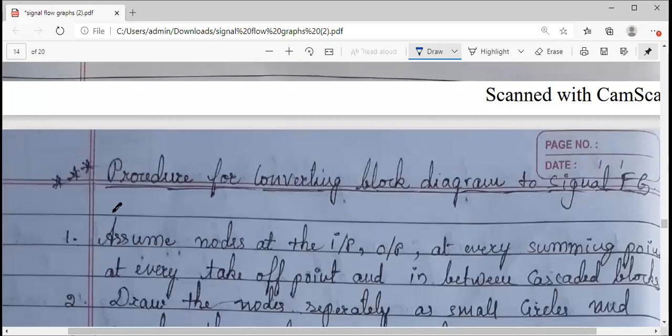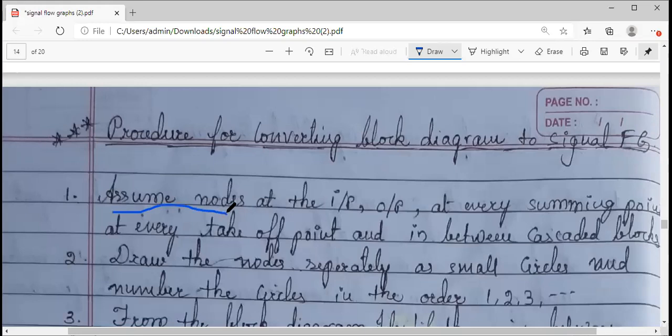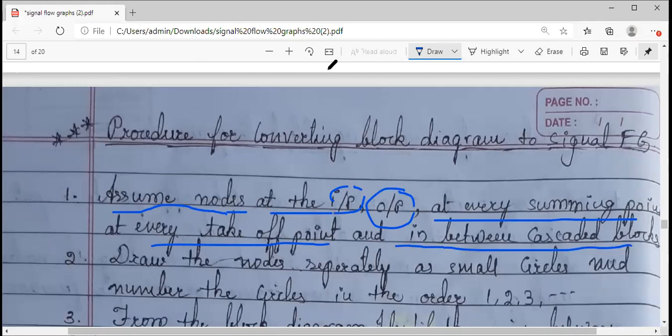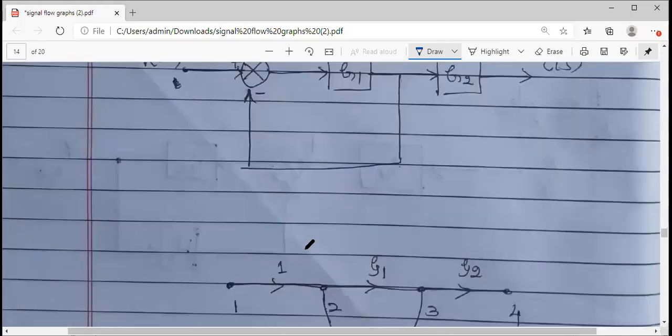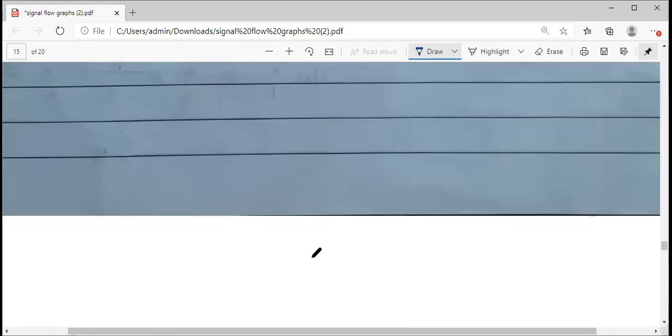So what is the first step? We have to assume the number of nodes. So where all do we need to consider the nodes? The first step: inputs, outputs, any variables you have, every summing point, then every takeoff point, and even if you have cascaded blocks in between, if you get some variables, even them. For each of these variables, you have to take the nodes. Then the remaining procedure will follow.